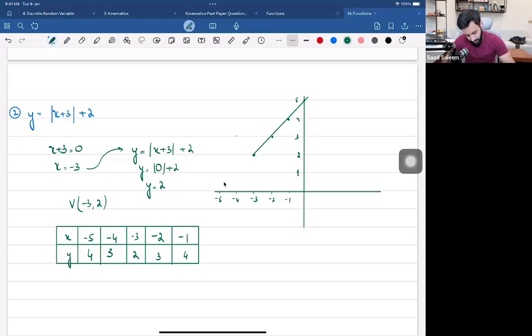Then at minus 4, we got 3. At minus 5, we got 4. So here's the straight line on the left-hand side of the vertex. That's it. Job done. Okay, make sense? Yes or no? Let me know if you have any questions.